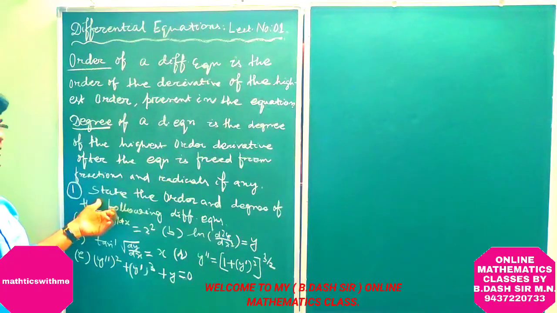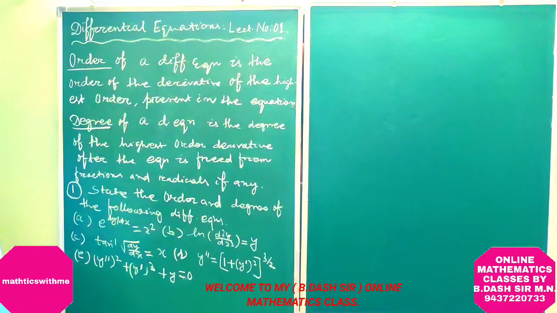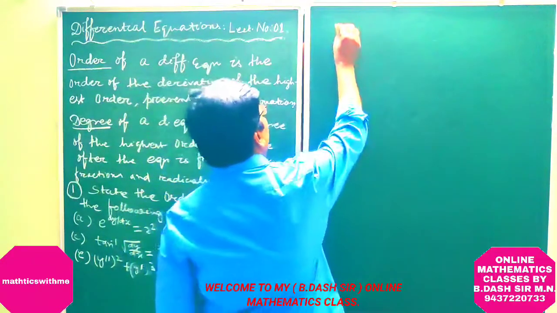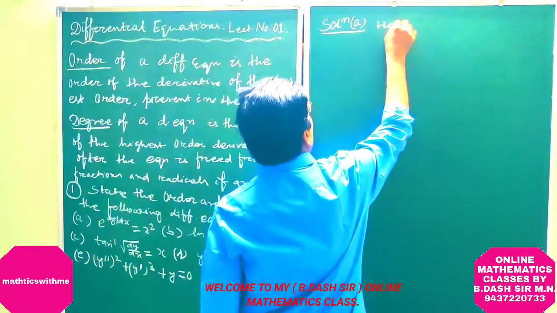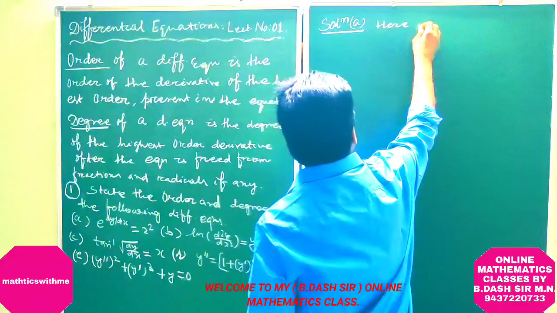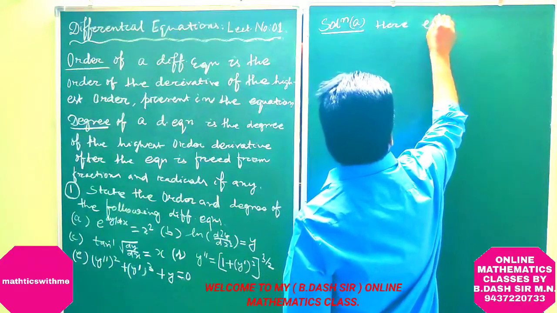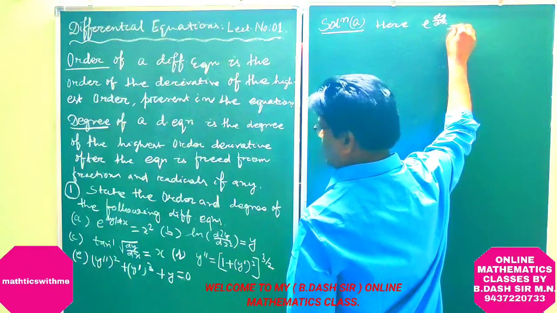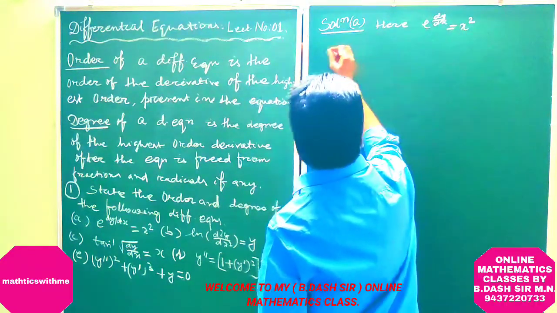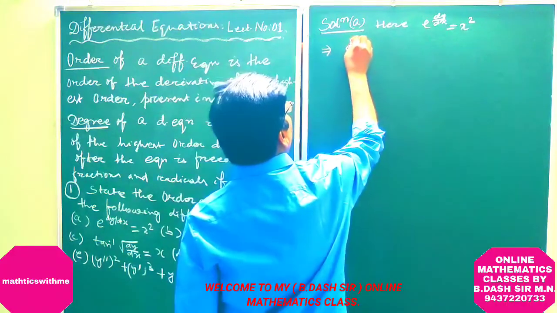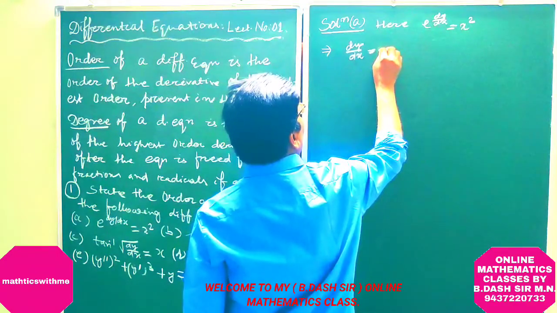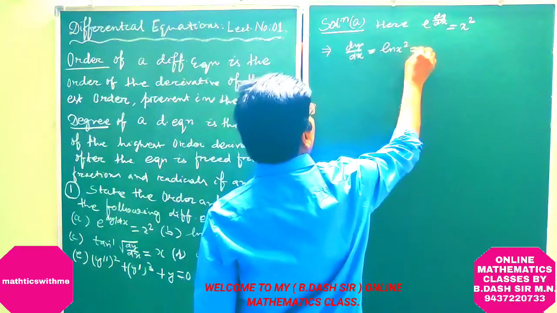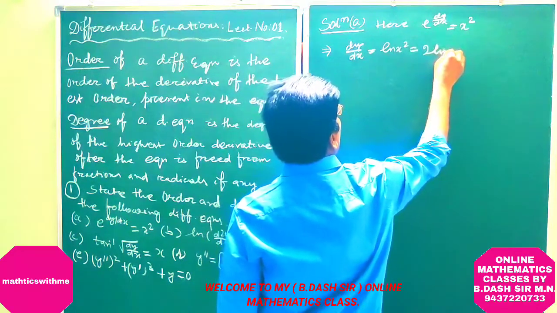Now the question is, state the order and degree of the following differential equations. Now solution for bit A. Here e to the power dy by dx is equal to x square. This implies dy by dx is equal to ln x square, which is equal to 2 ln x.